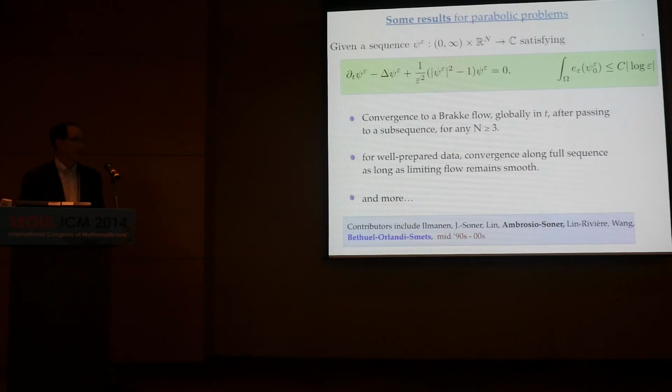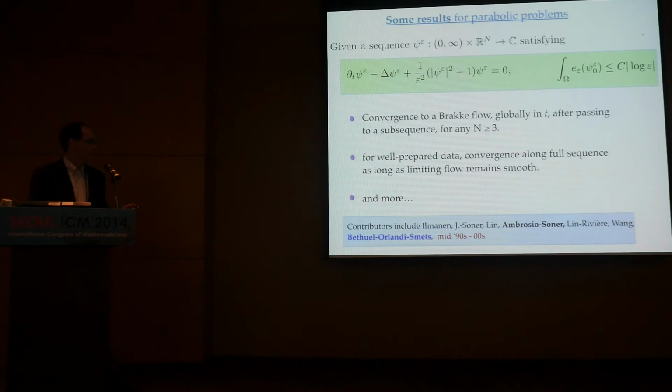Okay, and so some results are parallel to the elliptic case if one considers only a sequence of solutions satisfying only natural energy bounds on the initial data. Then, again, the strongest results, which are due to Bethuel, Orlandi, and Smets following a great deal of work by other authors, would say that one has convergence globally in time to this measure theoretic weak solution of Brakke flow in arbitrary dimensions. This is after passing to a subsequence.